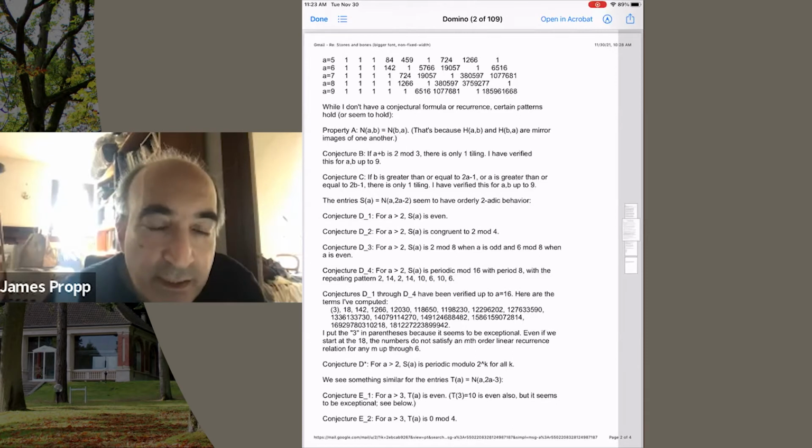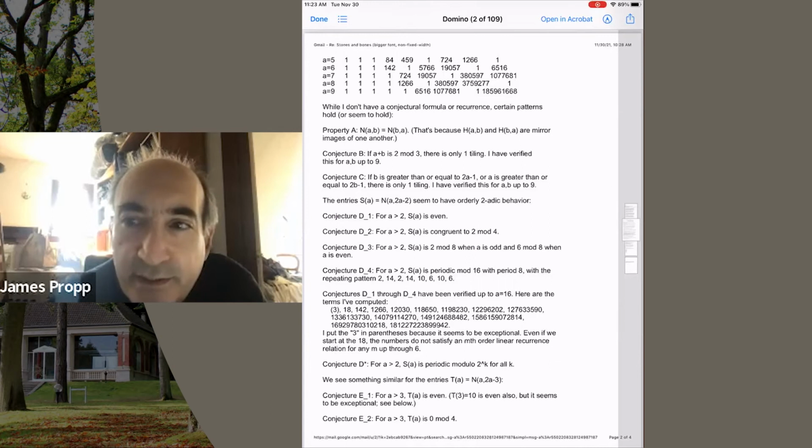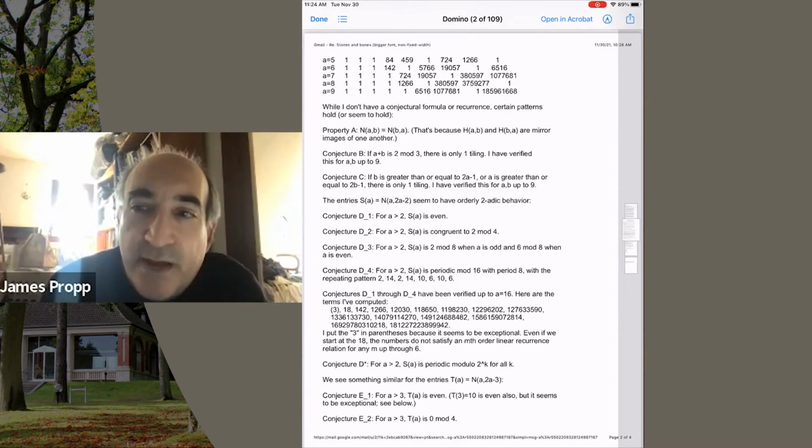Who was it due to originally? I'm blanking on this. Can someone help me out here? Who figured out that the dimer model is actually a Pfaffian model and a determinant model? I'm just blanking on the name. Kasteleyn. Yes, it's Kasteleyn.